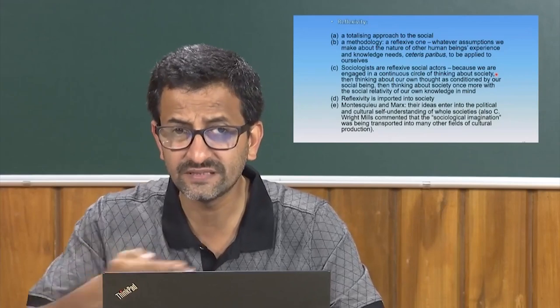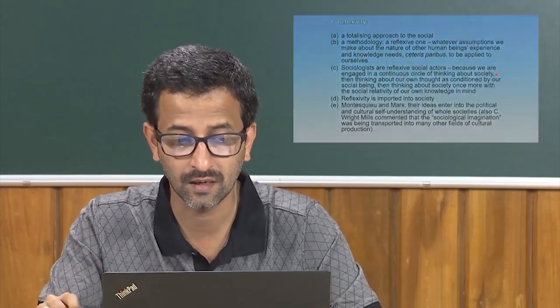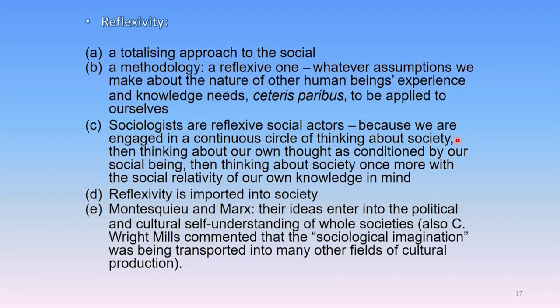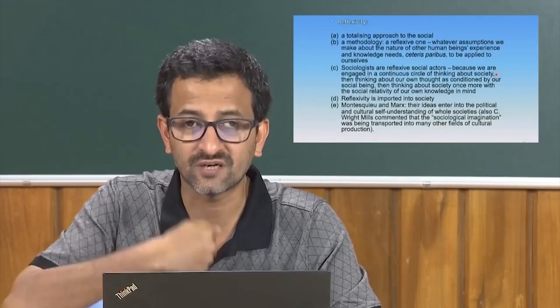Okay. This is dramatically visible in authors like Montesquieu and Marx, whose ideas enter into the political and cultural self-understanding of whole societies. Okay. But it is also a more general and slower moving phenomenon. Already in 1959, in The Sociological Imagination, C. Wright Mills commented that the sociological imagination was being transported into many other fields of cultural production. Okay. I cannot understand society if I isolate myself from the society. Then this is a more reflexive position, because I am also a part of that society to make sense of the society, our economy, our culture, our polity and so on.